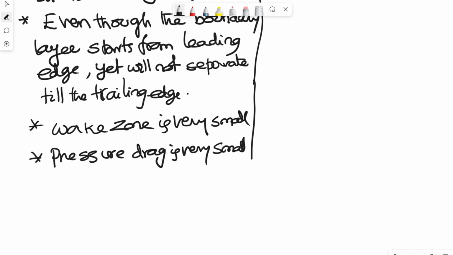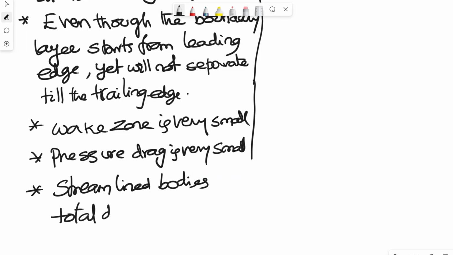So when that additional component, the pressure drag, is completely not there, then in streamlined bodies, total drag is equal to only friction drag or shear drag.